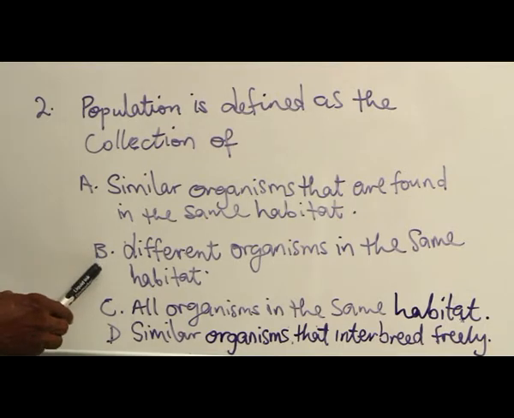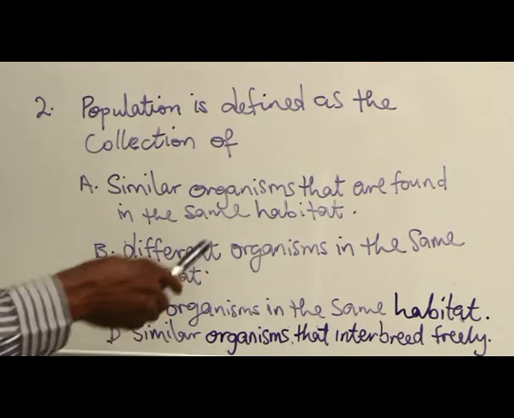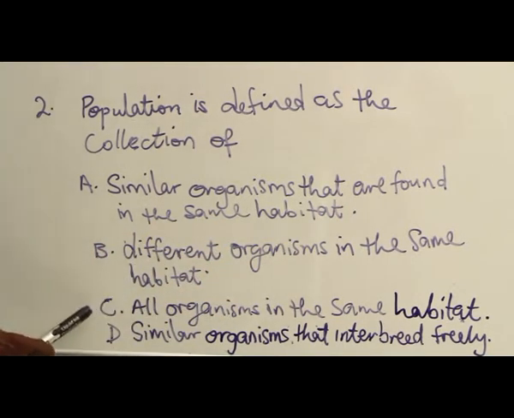Look at option B, different organisms in the same habitat. Is the same as option C, all organisms in the same habitat. So option B and C, they are gone. You cannot answer the question. D, similar organisms that interbreed freely. This is the definition of species. So A stands to be the correct answer to question 2. Option A is the answer.